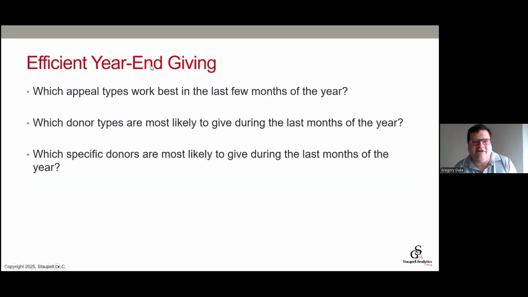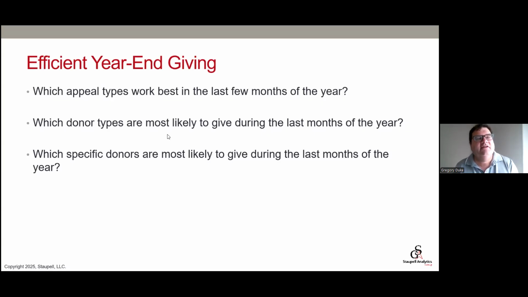So, what specific donors are most likely to give during the last few months of the year? What donor types are most likely to? We looked at appeal types. So now let's take a quick look at what donors are most likely to give.